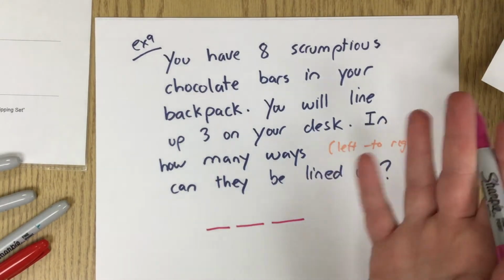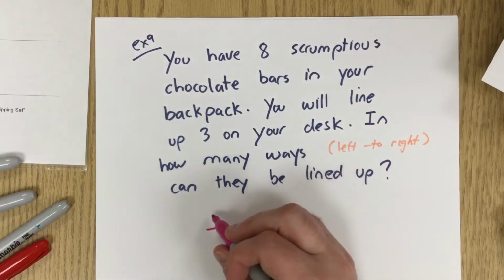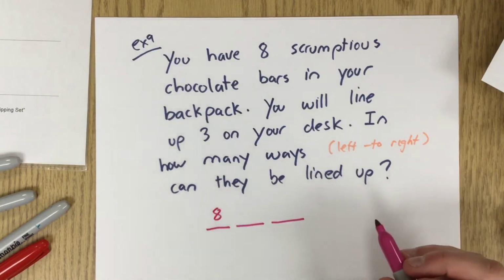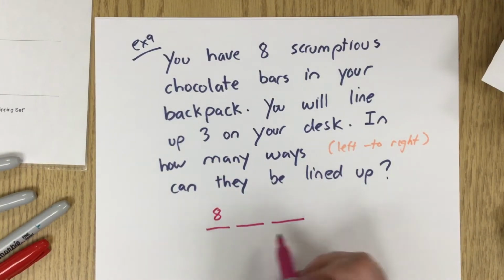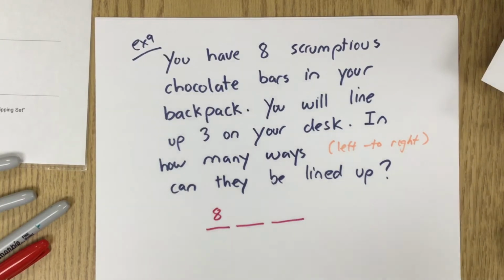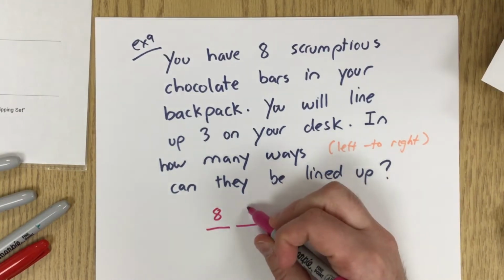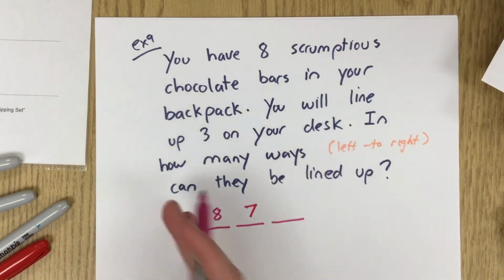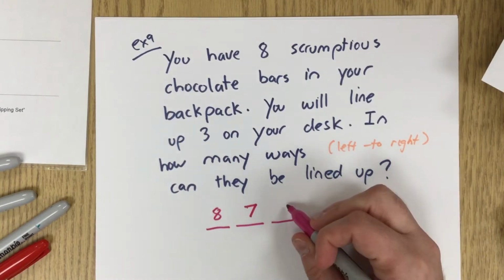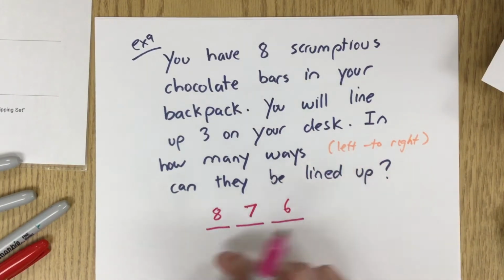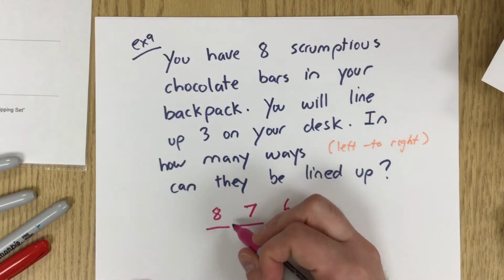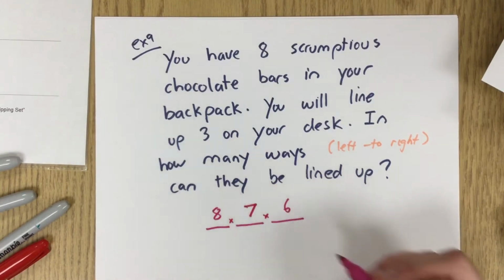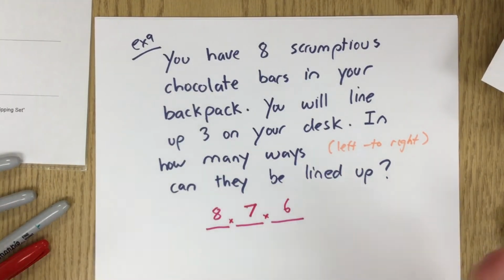So there's 8 chocolate bars. We could choose any of the 8. So there's going to be 8 ways to pick the first one on the left. Now for the second one, this is one of those decreasing ones. There's only going to be 7 options because we've lined up one of them first. And then there's going to be, of course, 6 left now because we've used up 2 chocolate bars. So it's going to be 8 times 7 times 6. And that's right, we could just plug that in.